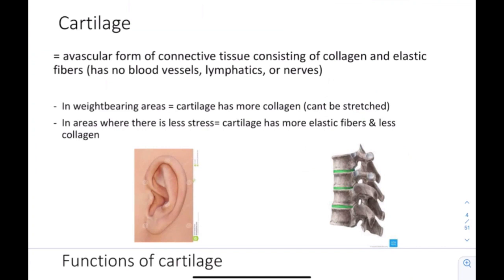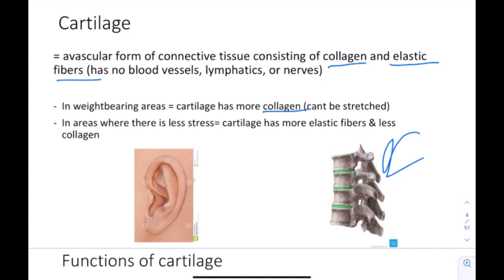Okay, so let's talk about cartilage. It's an avascular form of connective tissue that consists of collagen and elastic fibers. So it's avascular, that means it has no blood vessels, lymphatics, or nerves. And in weight-bearing areas, that means in areas where the body has to hold a lot of weight, for example, the spine, the cartilage has a lot of collagen.